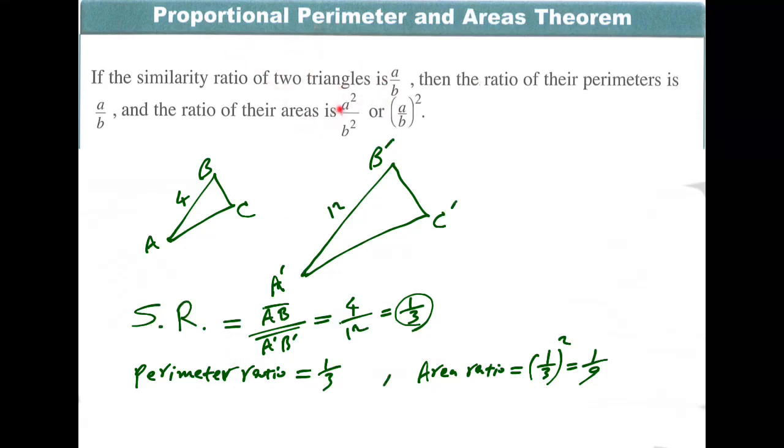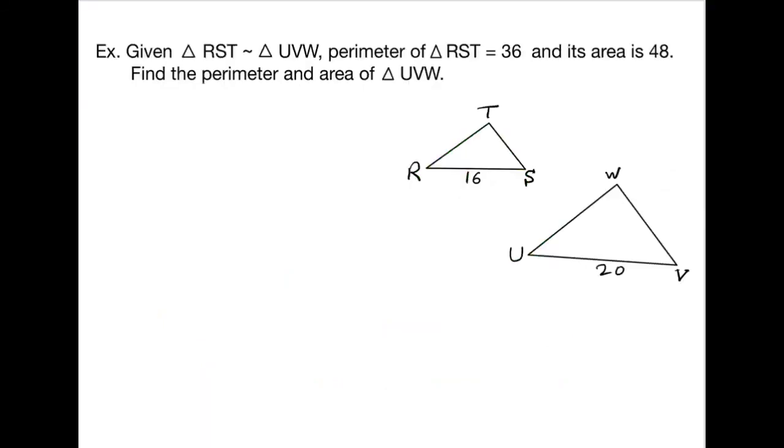Let's see how we can apply this theorem in some questions. Example: given that triangle RST is similar to triangle UVW, so these two triangles are similar. Perimeter of RST is given to be 36, and its area is given to be 48. So the perimeter and area of this triangle are given, and the question says find the perimeter and area of the other triangle. Okay, so let's say the perimeter of this triangle RST is 36, and its area is 48. And you want to find the perimeter and area of the other triangle.